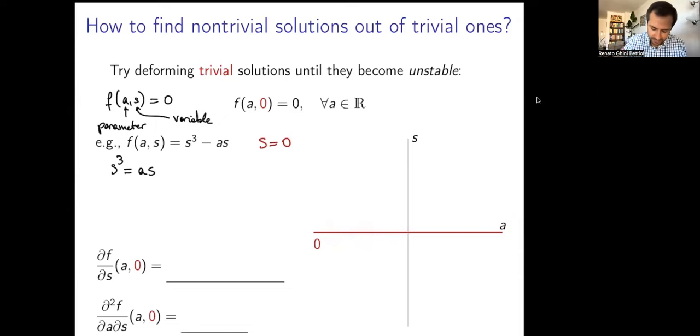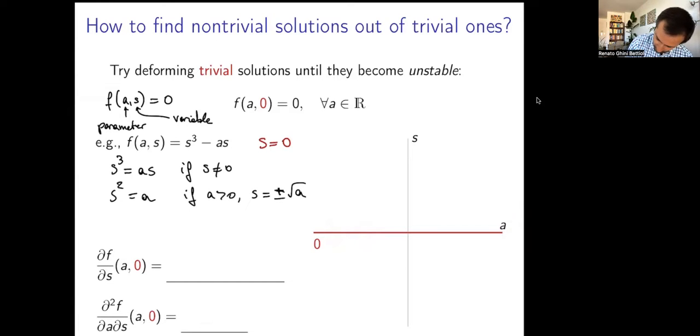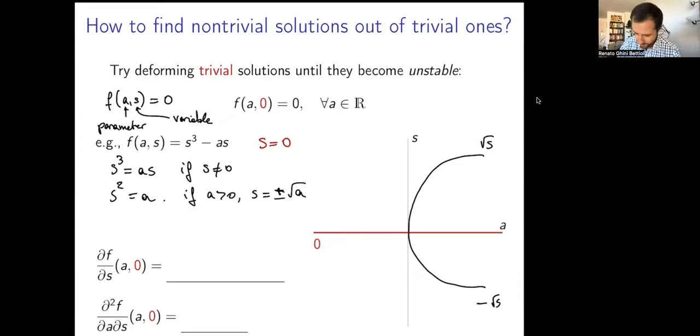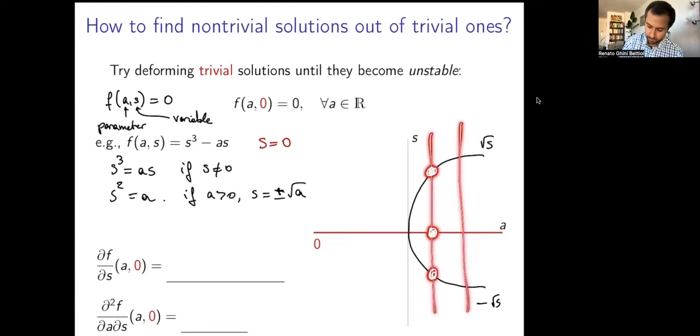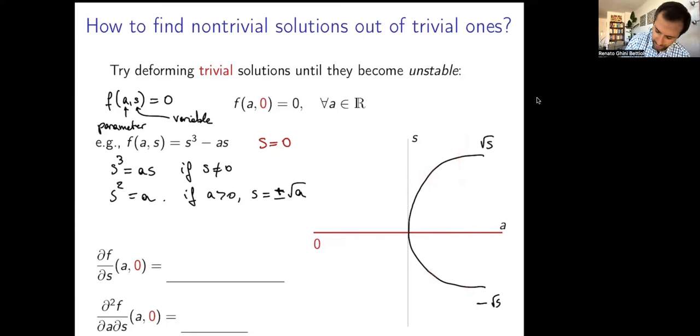Okay. So in this case, since it's so simple, we can just solve it by hand, right? If s is non-zero, I can just divide by s, and s squared is equal to a. So if a is positive, then I can set s to be plus or minus the square root of a. So then we find 3 solutions for positive values of a. So let me put here a curve. Let me try to draw a little bit better. So here we have, let's say, square root of a and minus square root of a. So for all positive values of a, there are these 3 solutions: 0, plus the square root of a, and minus the square root of a. And I just realized I wrote square root of s. What I mean is square root of a.